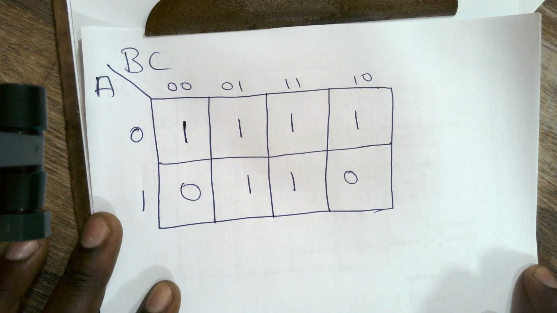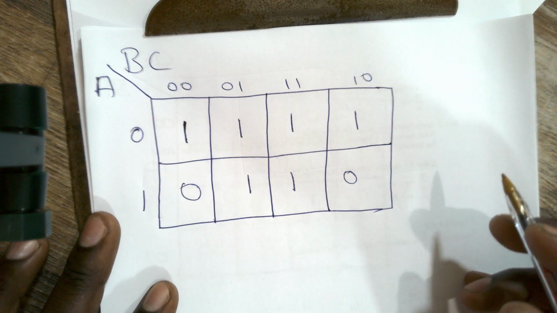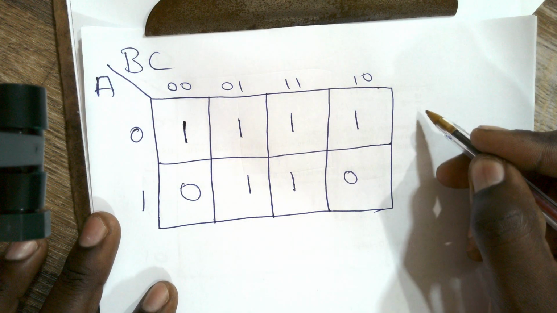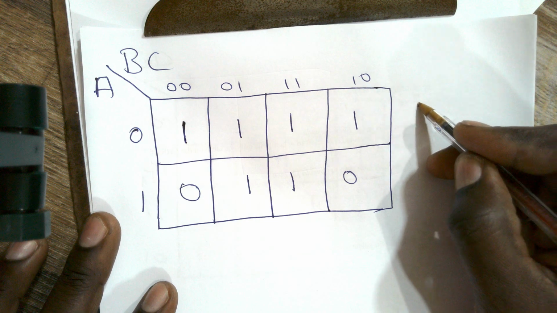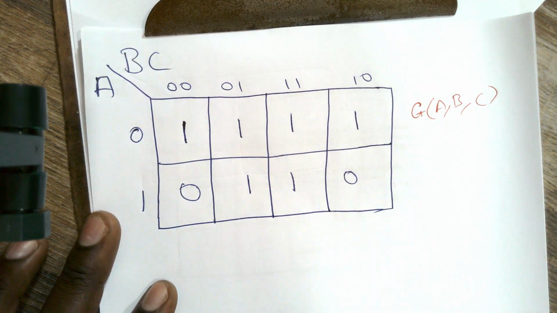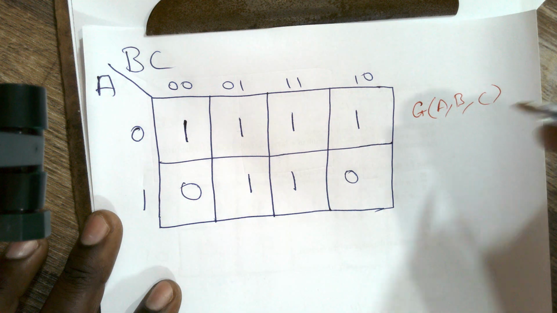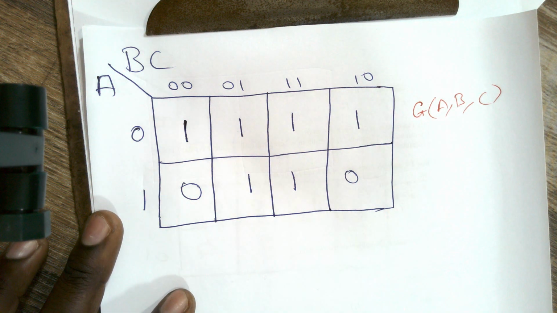So that was easy, and since it was that easy, let's do another one. So we have another Karnaugh map. We're required to find the minimum sum of product expression. In this case, the output is G of A, B, C. So we're going to find the sum of product expression for that output G of A, B, C.